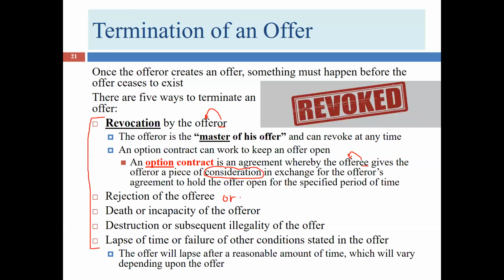So let's say that Larry says, Bob, I'm willing to sell you this car for $15,000. Bob says, Larry, thank you for that offer. I am willing to buy the car for $13,000. Larry says, nope, that's too low. I can't do that. And then Bob says, okay, well then we'll do it for $15,000. Well, guess what? Bob can't accept Larry's offer of $15,000 at this time because as soon as Bob made the counter offer, Larry's offer went away.